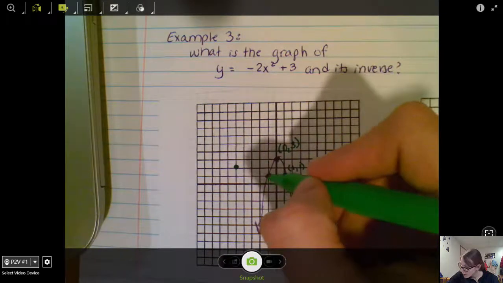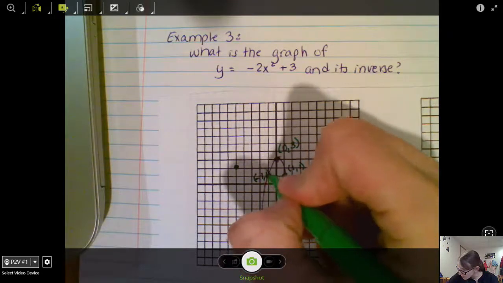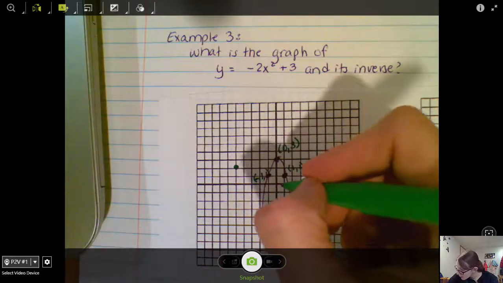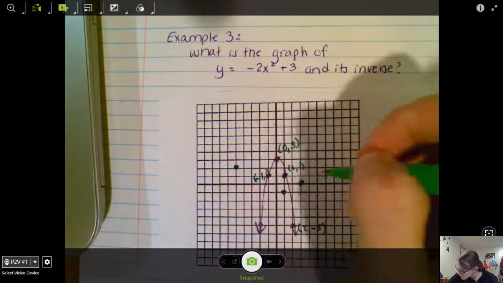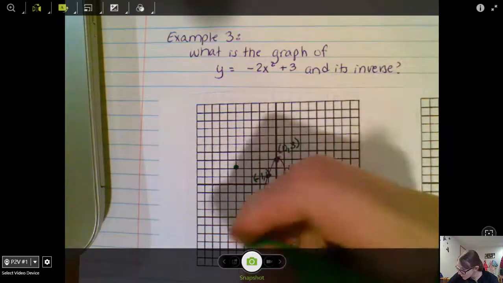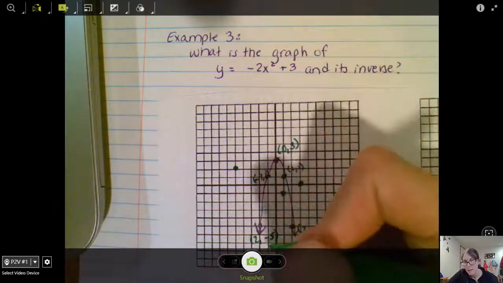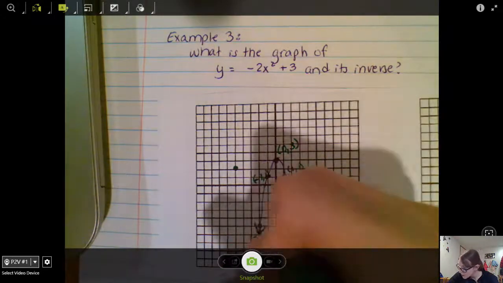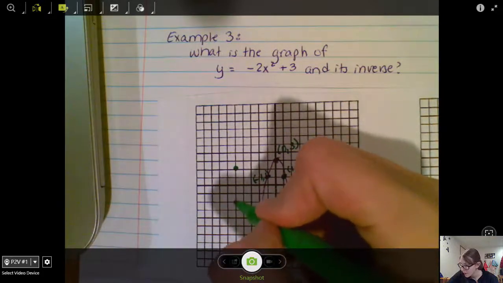And then keep going. This one was negative 1, 1. Switch the x and the y around. That is 1, negative 1. And finally, this guy was 2, negative 5. Switch the x and the y around. Oh, sorry, this is negative 2. Switch the x and the y around, we're at negative 5, negative 2.